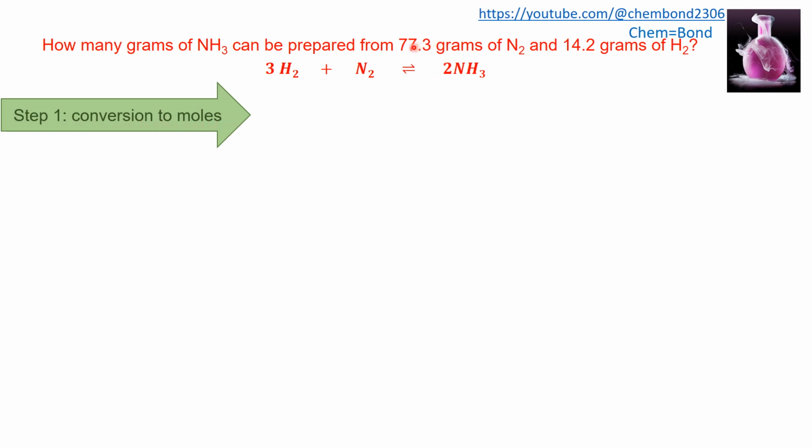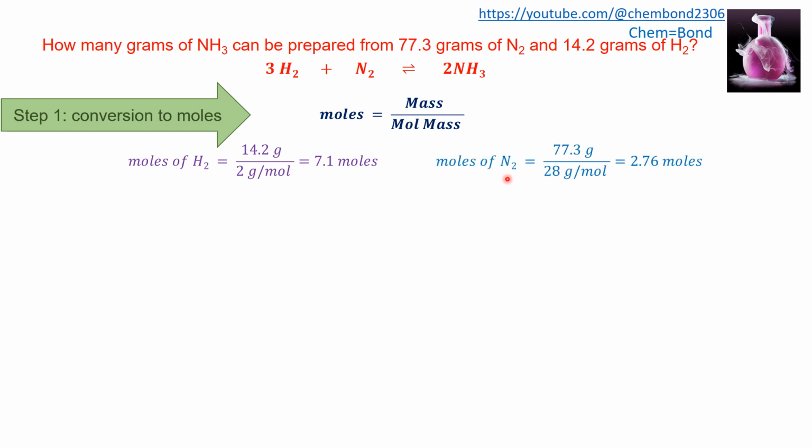Here the mass is given: 77.3 gram for nitrogen and 14.2 gram for hydrogen. So we will convert both masses of nitrogen and hydrogen into moles. The formula for the conversion to moles is mass divided by molar mass. So moles of hydrogen: 14.2 gram is the mass of hydrogen given in the question, divided by 2, the molar mass of hydrogen. So we will get 7.1 moles for hydrogen.